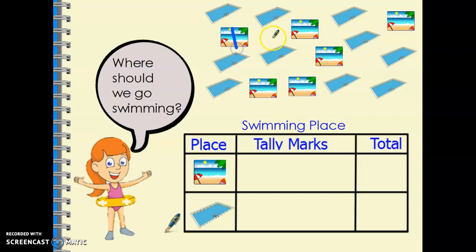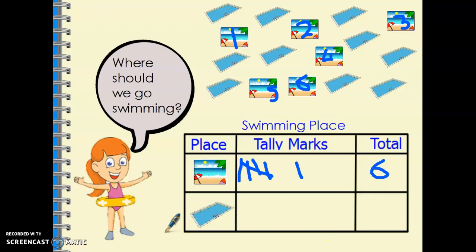Here's one vote, 2, 3, 4, 5, and 6. So let's do the tally marks. 1, 2, 3, 4, 5, 6. So we have 6 total votes for the beach.